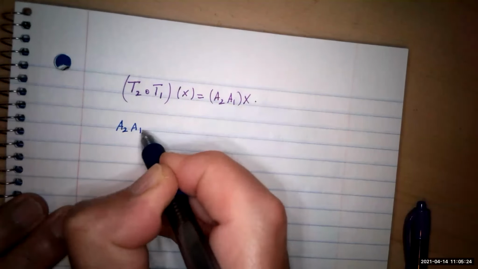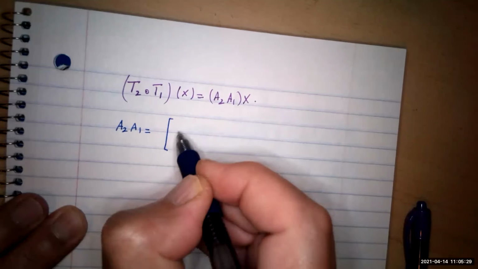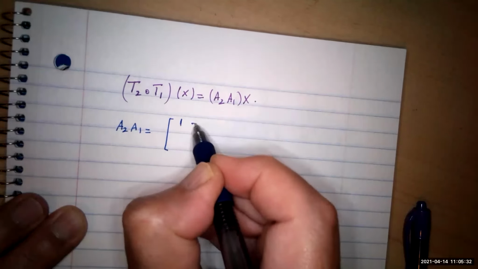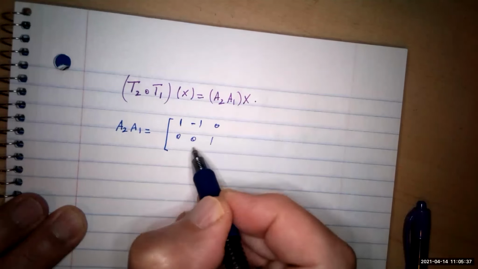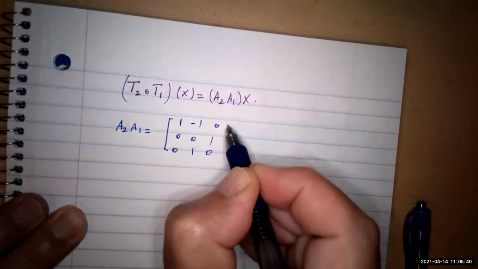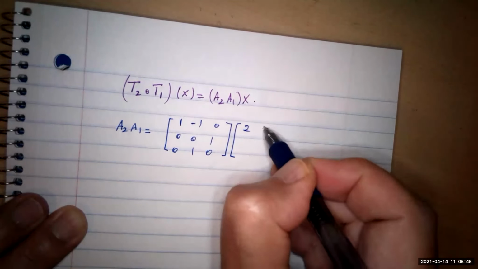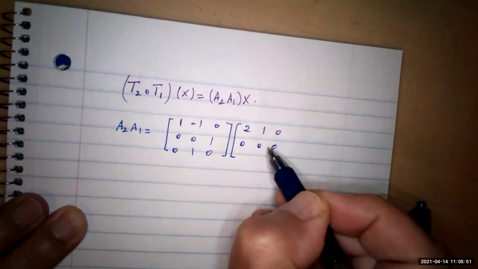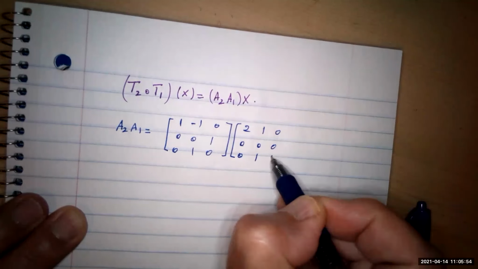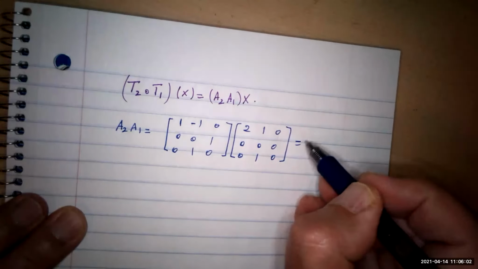A2 times A1. A2 is a 3 by 3 matrix: 1, negative 1, 0; the second row 0, 0, 1; and 0, 1, 0. It is multiplied by A1, which was 2, 1, 0; 0, 0, 0; and 0, 1, 0. Okay, so that's the one. Now multiply together. It's easy to multiply.